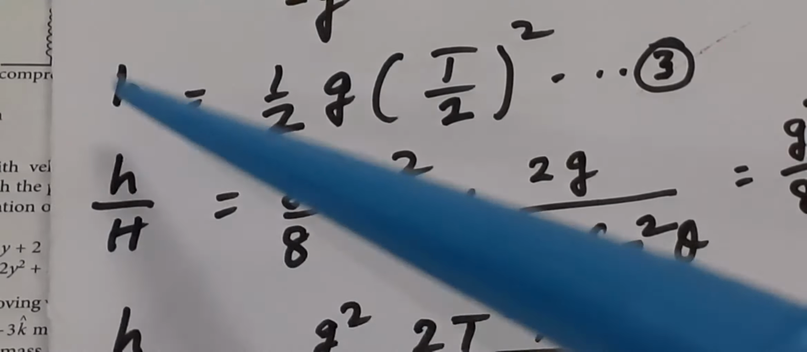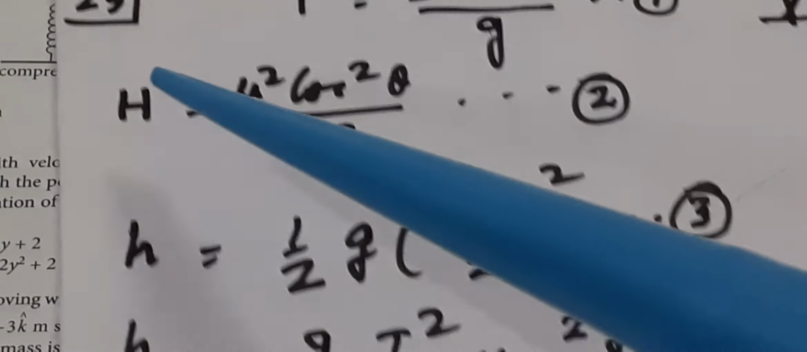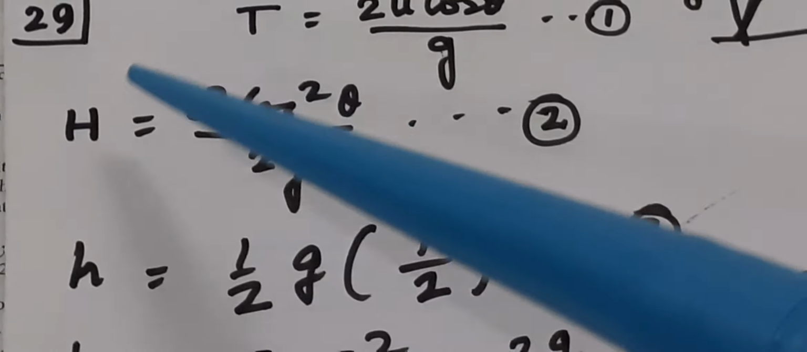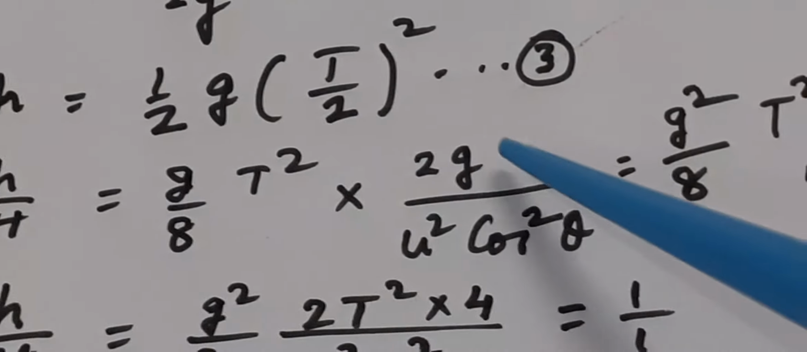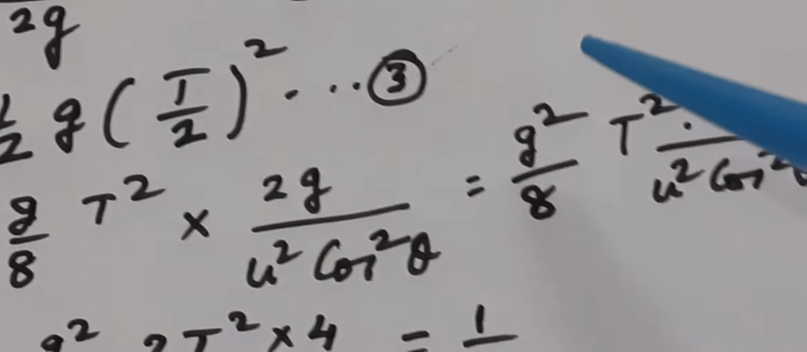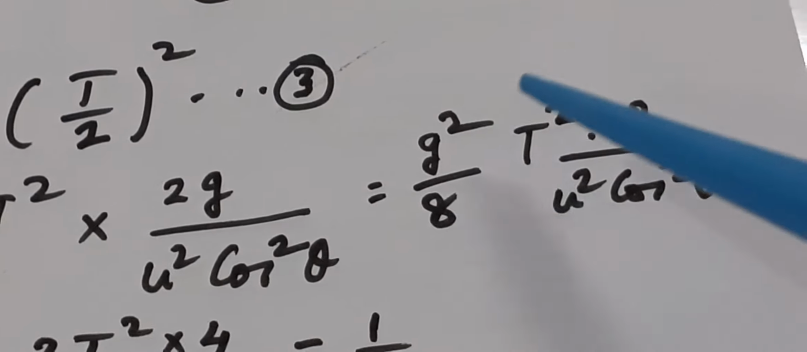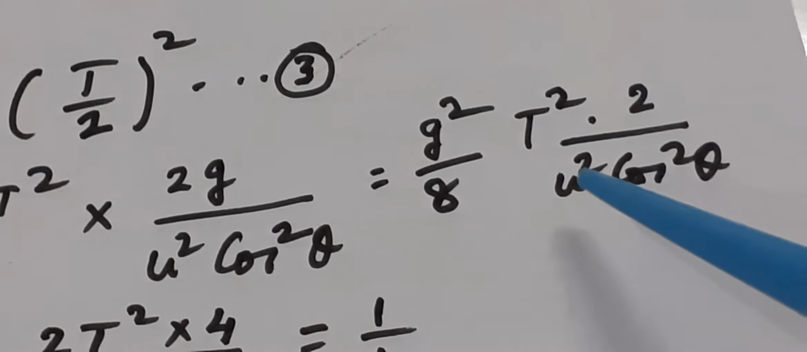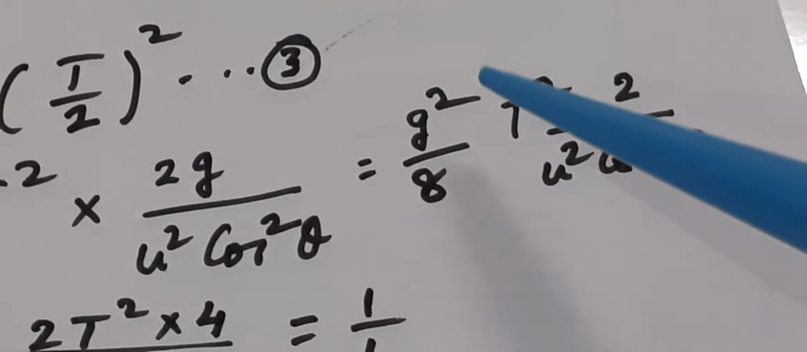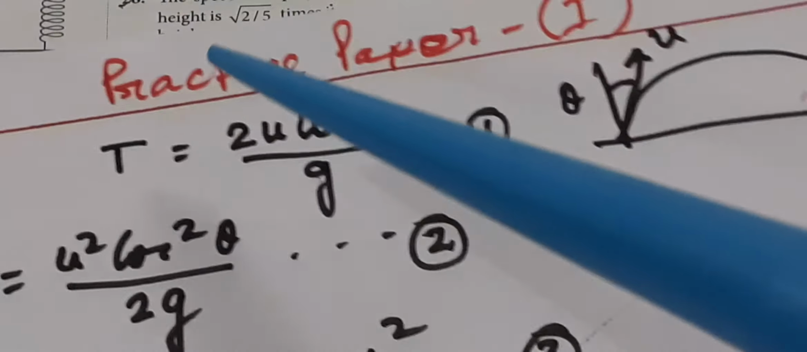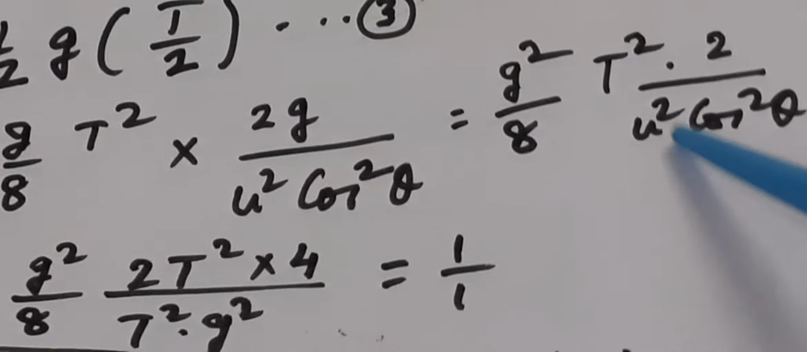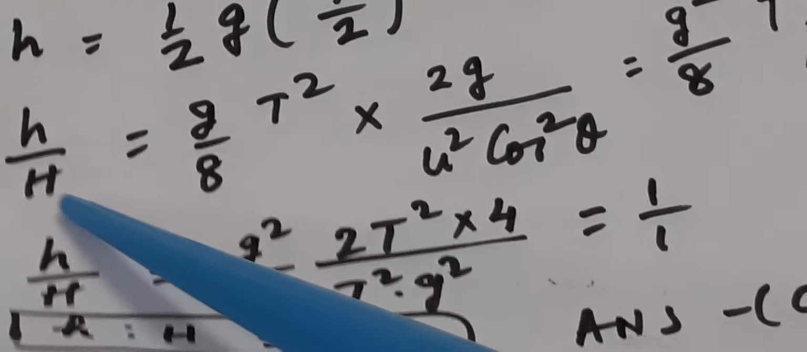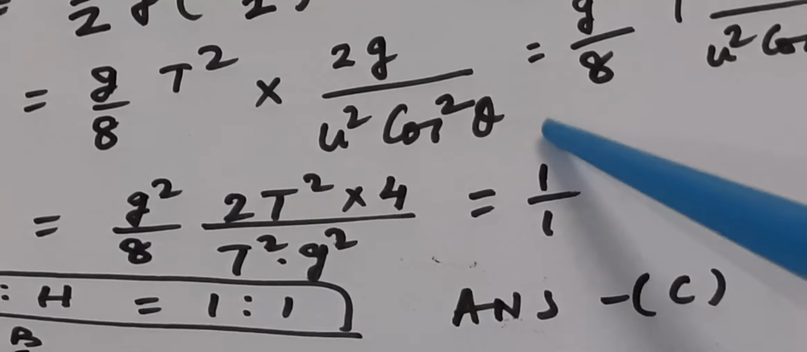Now take the ratio between these two heights. You will get an expression, that is g square by 8 capital T square u square, and all these things will come. Now substitute the known T here, and at the end small h by big H will come 1:1.